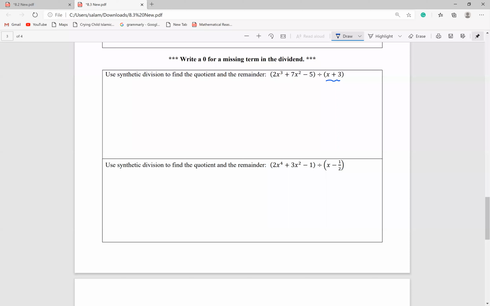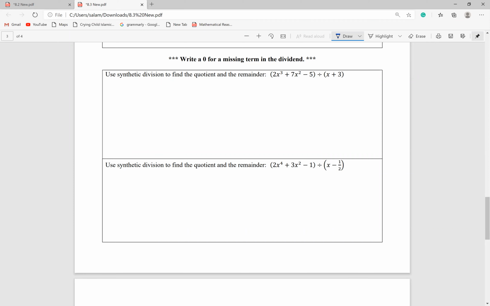One thing about synthetic division: your divisor has to be degree 1. It cannot be greater than that. If it's greater than that, then you have to use long division. The first step for synthetic division is to rewrite the polynomial, our dividend, and make sure we replace any missing term with 0.